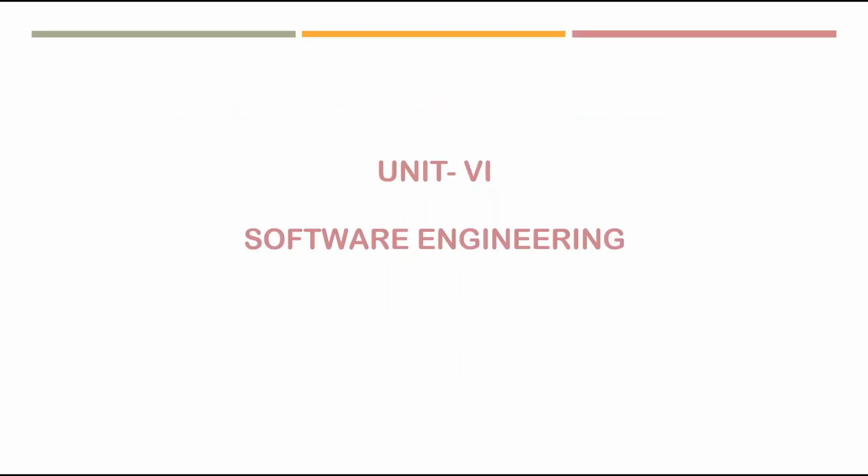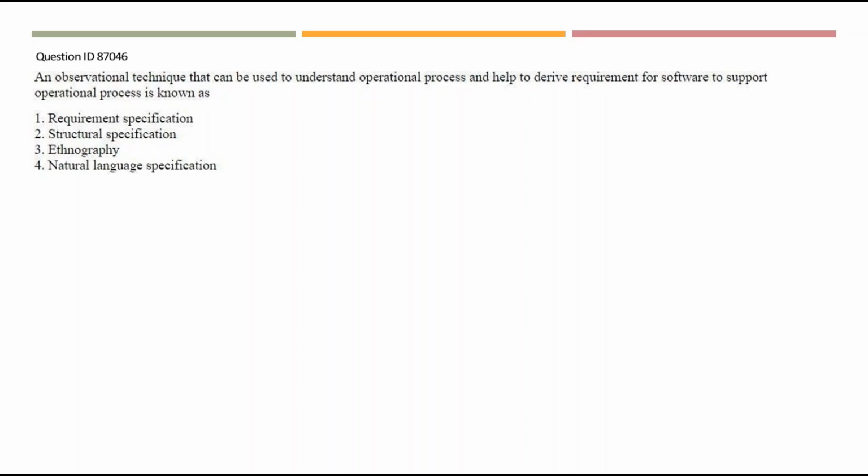Let's discuss Unit 6 solutions. An observational technique that can be used to understand operational process and help to derive requirement for software to support operational process is known as. What is requirement specification? It is actually the collection of all requirements that are necessary for design, verification, and even maintenance of product. So in short, we can mention collection of requirements. This does not talk about observational technique.